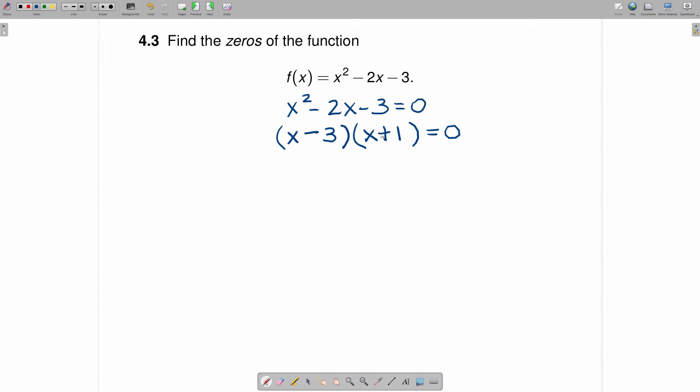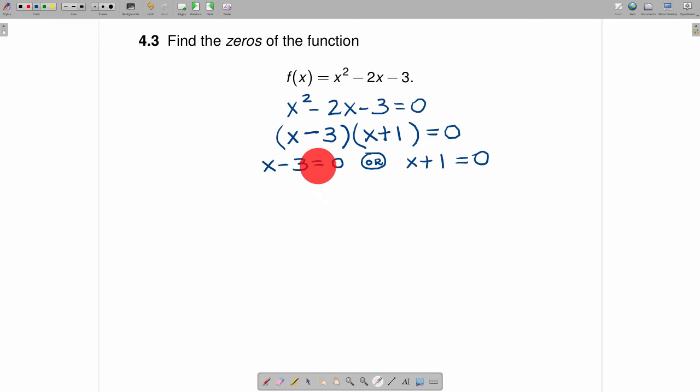We should double check this by FOIL to make sure that our factored expression is equal to the original, but in this case it is. Now, since we have one thing times another thing equal to 0, either the first thing is equal to 0 or the second thing is equal to 0, so this becomes x minus 3 equals 0, or x plus 1 is equal to 0.